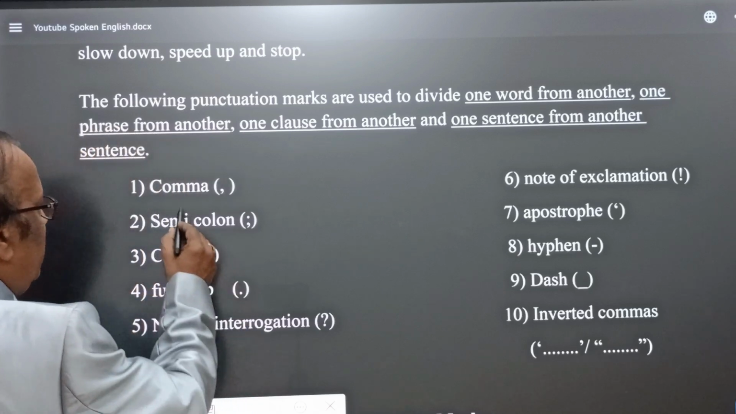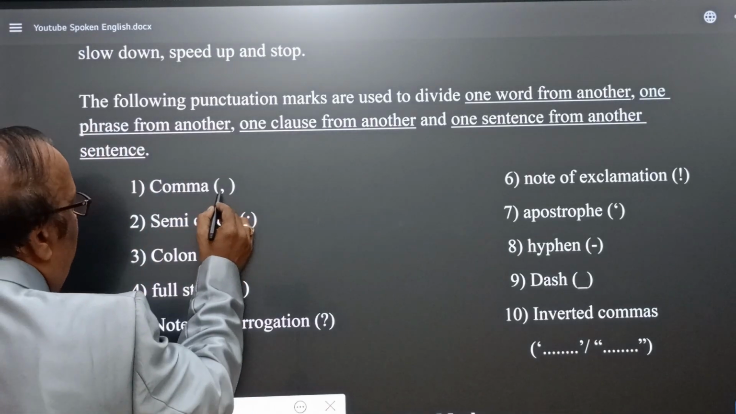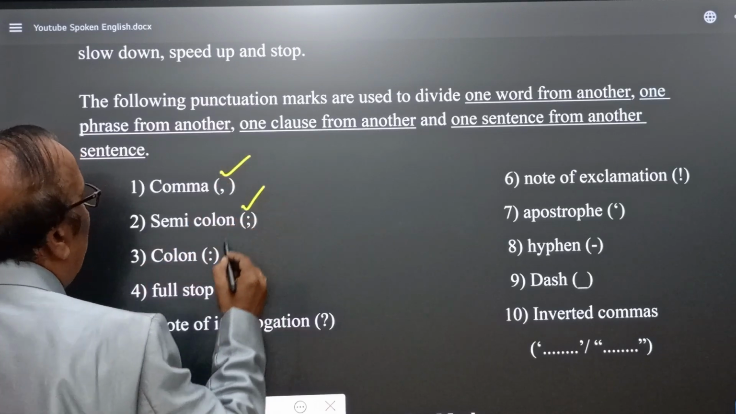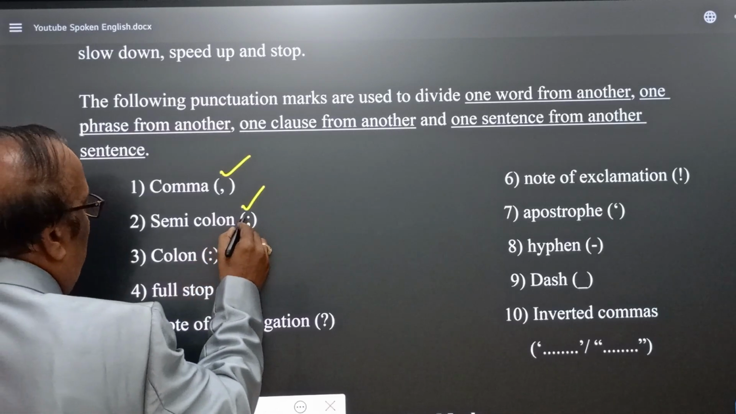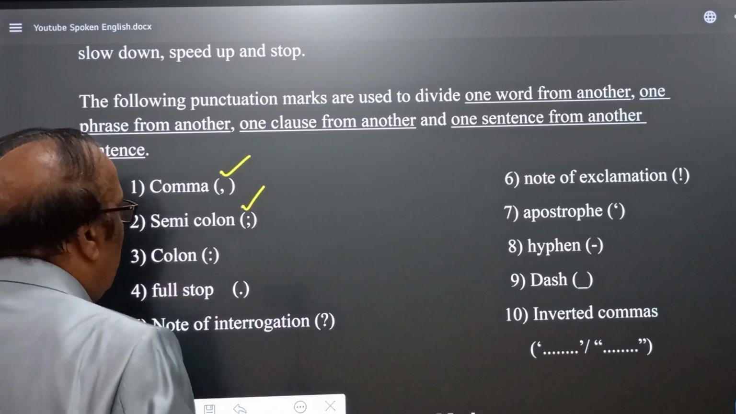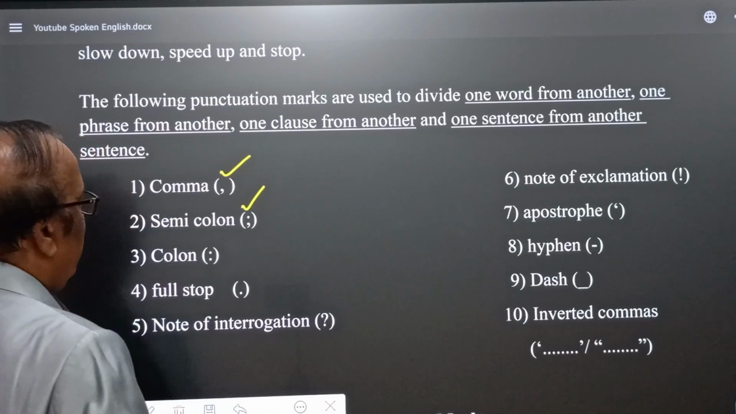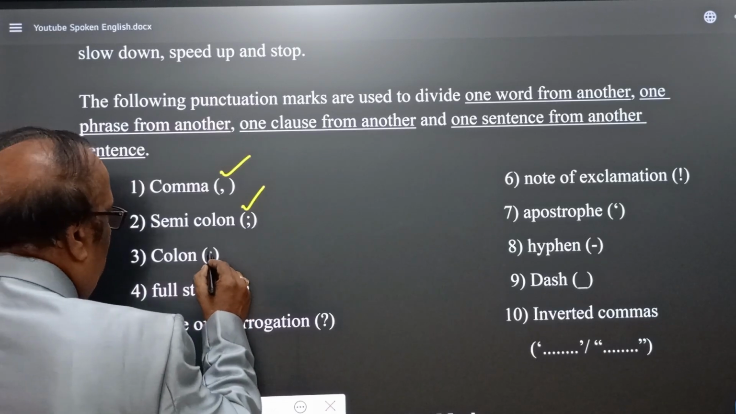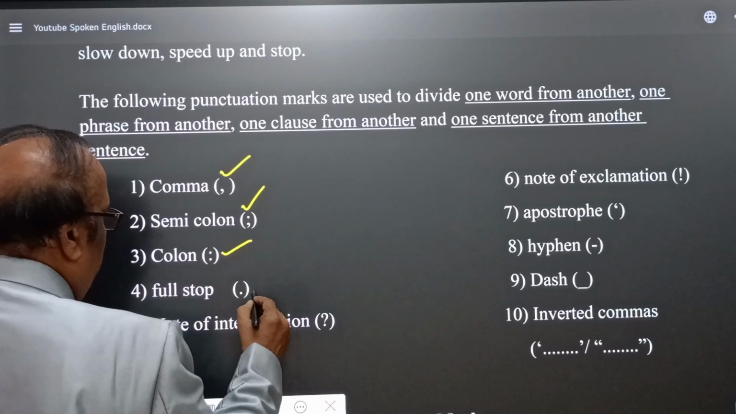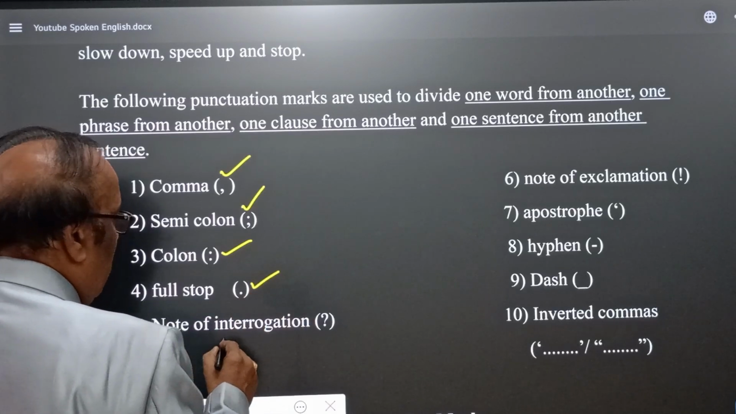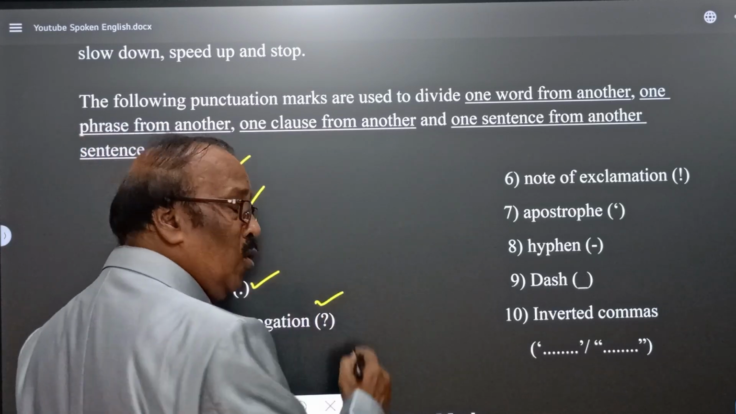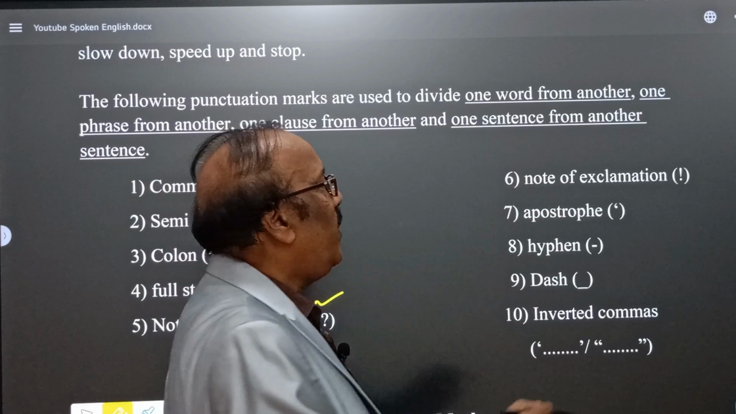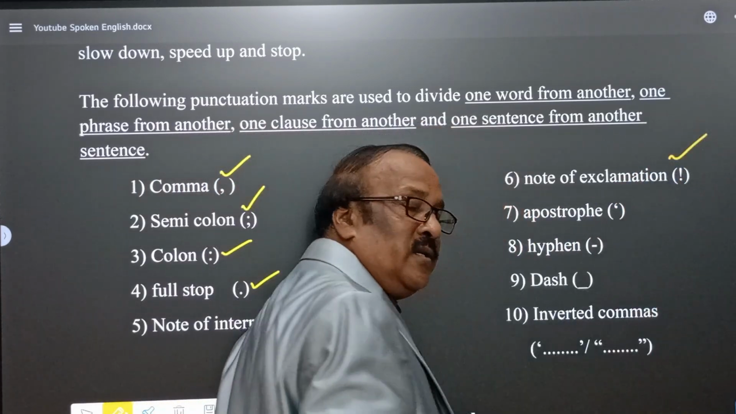And here we find, as you know, this mark is a comma, and this is what you call a semicolon. It means there is a dot over the comma, and this is what you call a semicolon. And again, colon, double dots, and here full stop, one dot, and note of interrogation, or what we say question mark.